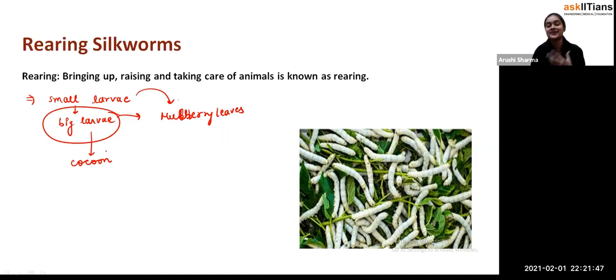So that's how we produce the silk. If they don't do this process, we can't get good quality silk, and we can't get good silk clothes. So this is the whole process which has to be done so that there is production of silk.